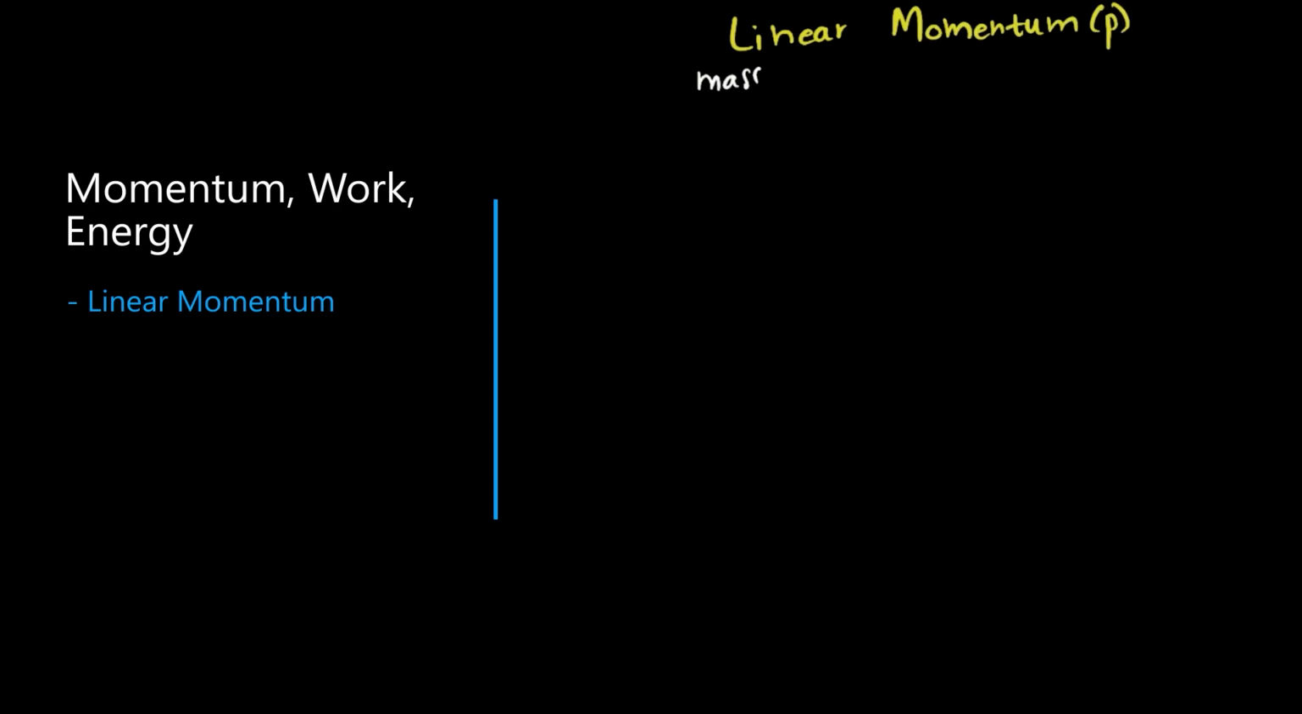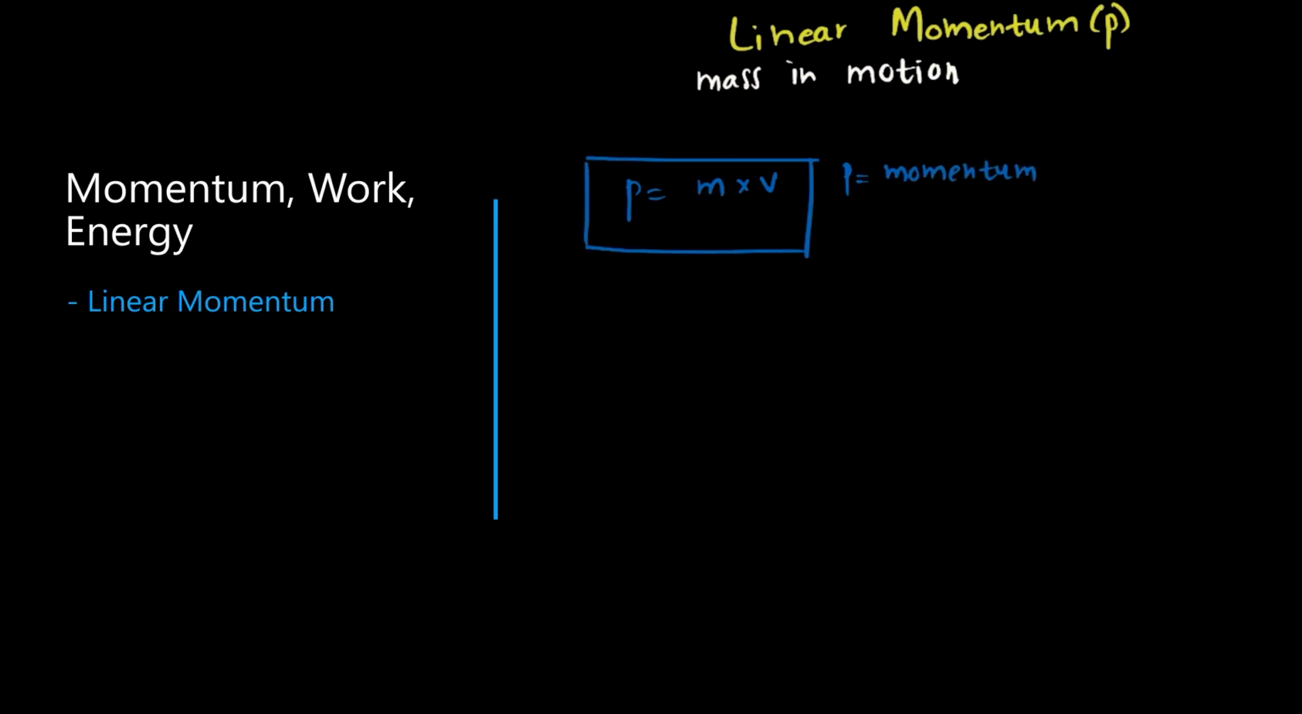Let's shift gears from forces to another key concept in physics: momentum. Linear momentum is a measure of an object's motion, often described as mass in motion. It's calculated as the mass of an object multiplied by its velocity. Momentum is a vector quantity, meaning it has both magnitude and direction, just like velocity. The more momentum an object has, the harder it is to stop.